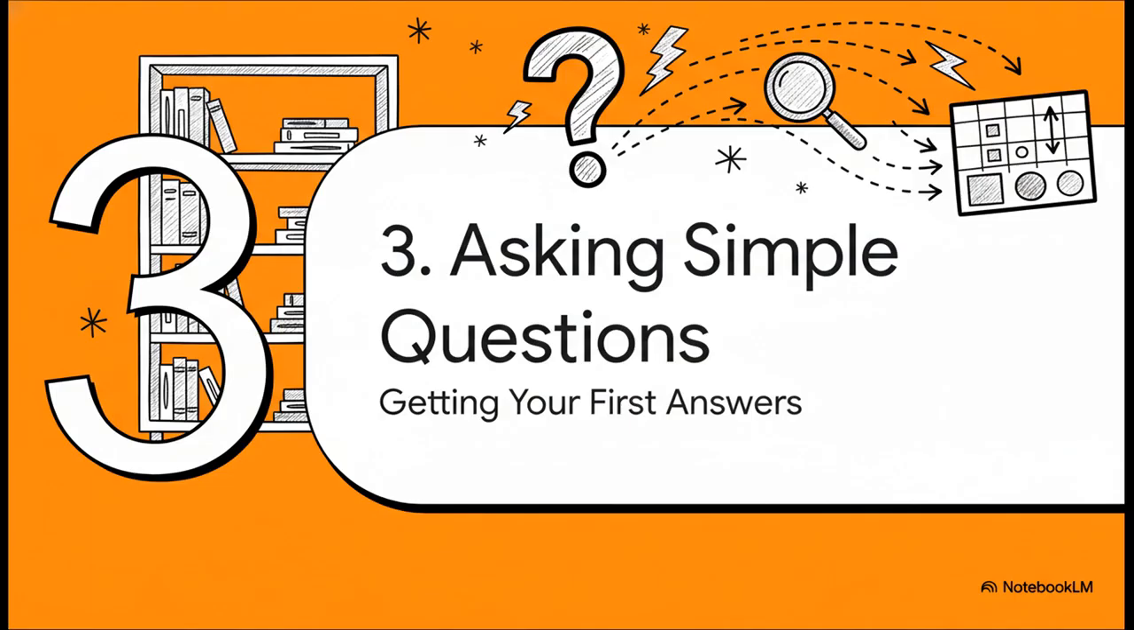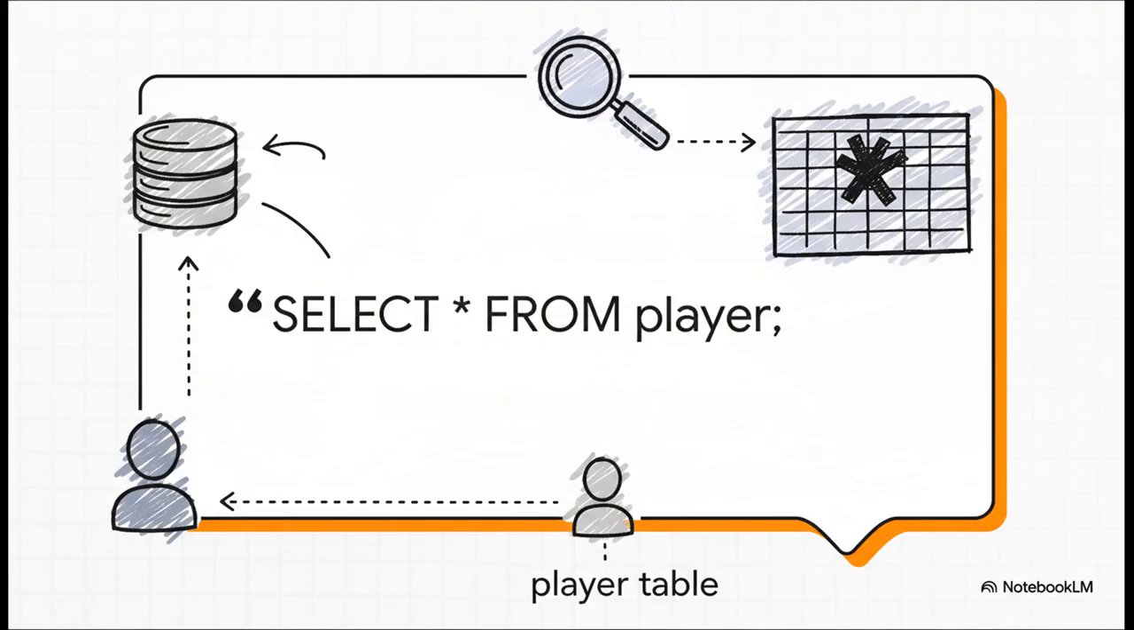Okay, our bookshelf is built, our data has rules. Now for the really cool part, asking questions and getting answers. This is where SQL really starts to feel like magic. The most basic command in all of SQL is select. If you just want to see everything inside a table, you write select star from and then the table's name. That little star is just a wildcard, a shortcut for all columns. So this query is literally saying, hey, select everything from the player table.